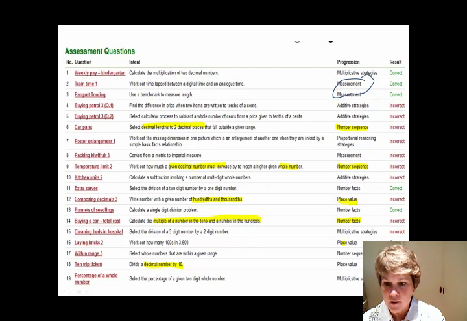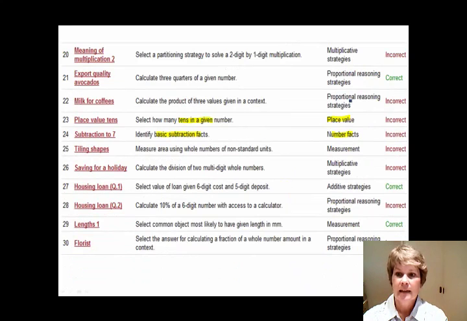quite a lot of incorrect. There's a multiplicative strategies, one correct down here. Select the percentage of a given two-digit whole number. And again, looking at, there's quite a lot of these measurement questions that the learner got correct. Select the common object most likely to have a given length in millimeters. So I've got an idea that the learner has done some measuring, has got a good sense of how big or small things are. So again, that's a positive thing to know about my learner, particularly if I've got measurement things in my course.